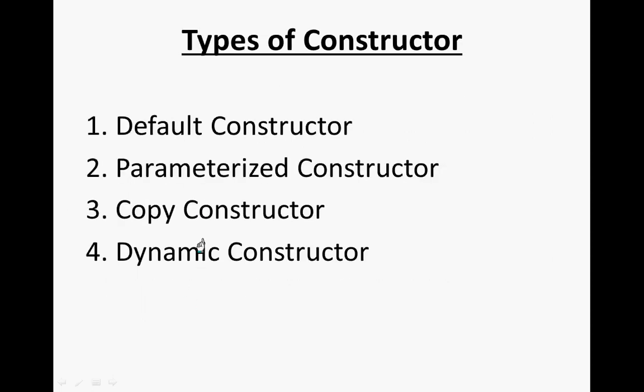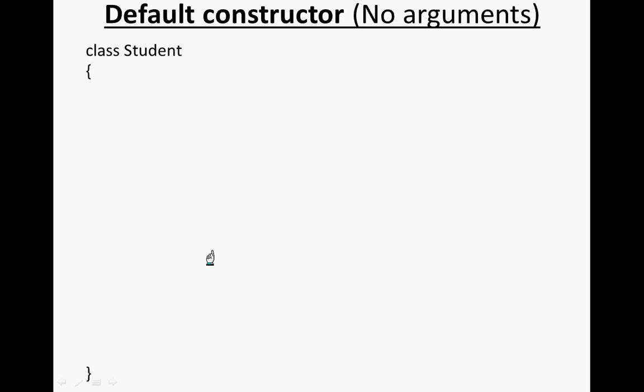Now what are all the types of constructors available in Java? There are four constructors, namely default constructor, parameterized constructor, copy constructor and dynamic constructor. We are going to see one by one. So what is default constructor? A constructor with no arguments is known as default constructor.